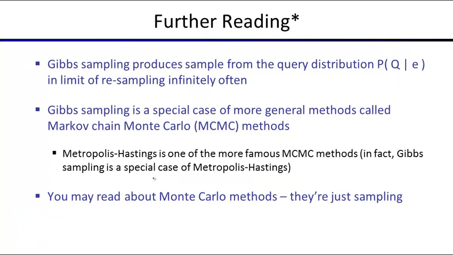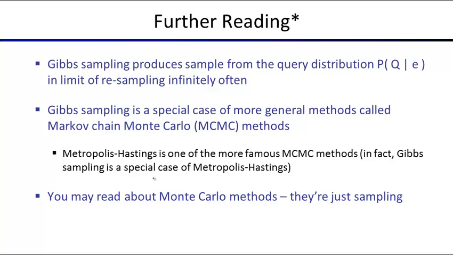Okay, if you want to read a little more, Gibbs sampling produces samples from the query distribution in the limit of sampling infinitely often. Now, Gibbs sampling is part of a more general family called Markov chain Monte Carlo methods. These are methods where you keep resampling your variables in principle infinitely often, and you somehow converge to the right distribution, a sample from the right distribution.